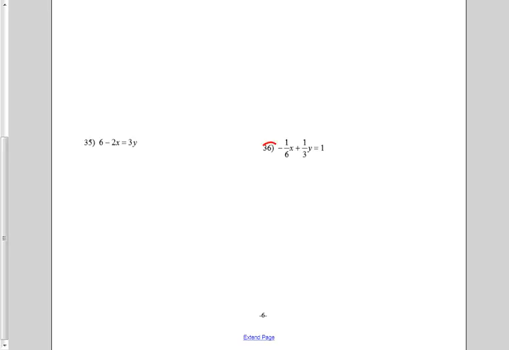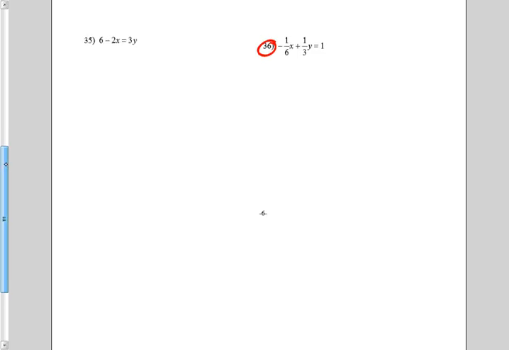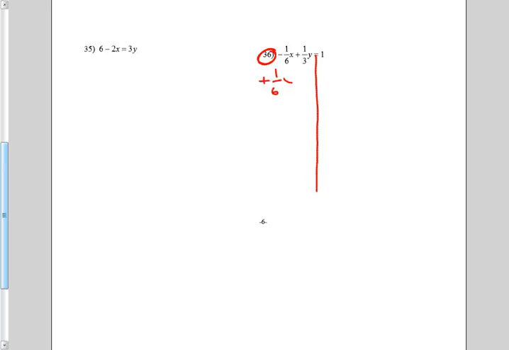So our question is, how do we solve and deal with the fractions? To be honest, I don't worry about it. I come here and make my line. And the first thing I'm going to do is add 1/6 to both sides. And now I'm going to remember how to get rid of that fraction from the y. It's not divide by 1/3, it's times 3.